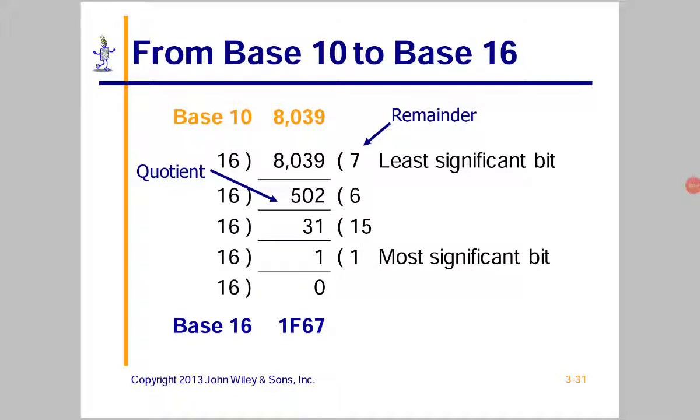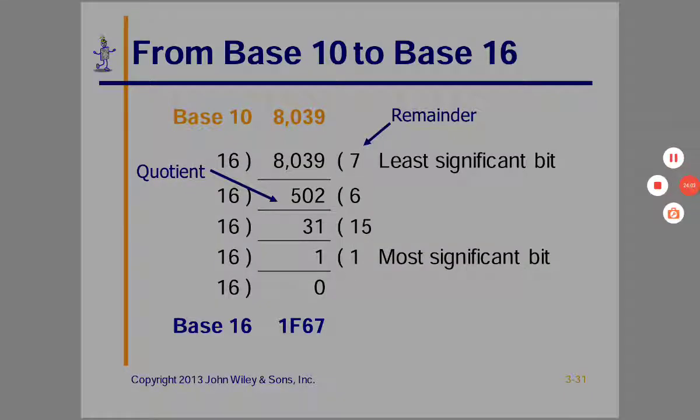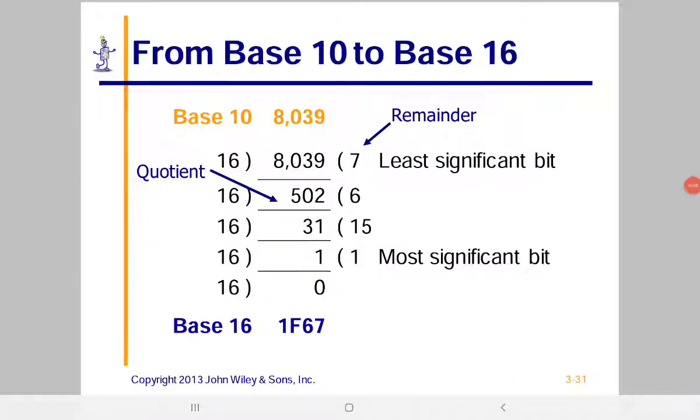So this is the step-by-step process to convert any decimal number or base 10 value into the equivalent hexadecimal number. So the hexadecimal equivalent of decimal 8039 is 1 capital F 67.